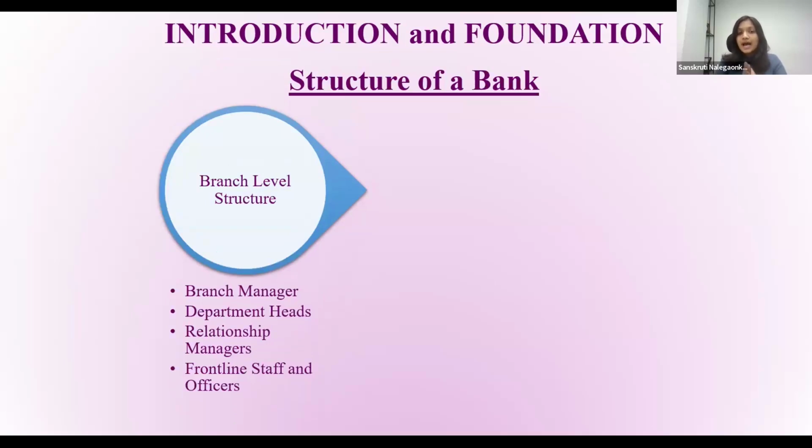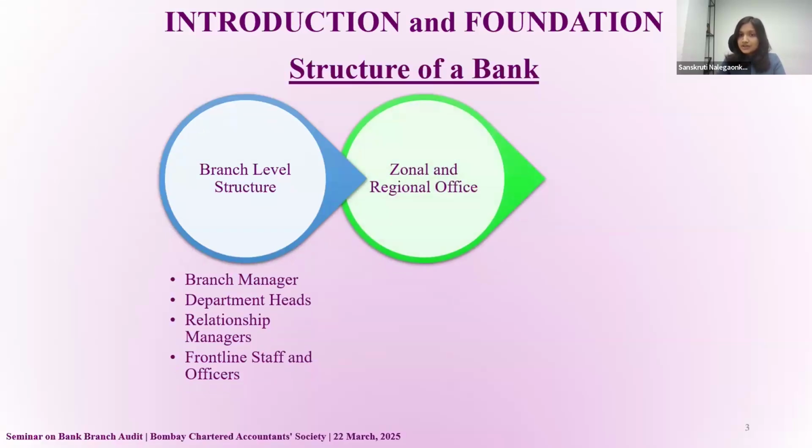Your local branch handles deposits, loans, and transactions. It cannot function on its own and follows directives from higher offices. The branch manager oversees operations supported by relationship managers, you can see on the screen, loan officers, and clerical staff. With countless transactions daily, audit ensures accuracy and control. As multiple branches operate within a region, a higher level of supervision is always needed. This is where the regional offices come into the picture. The zonal and regional office.